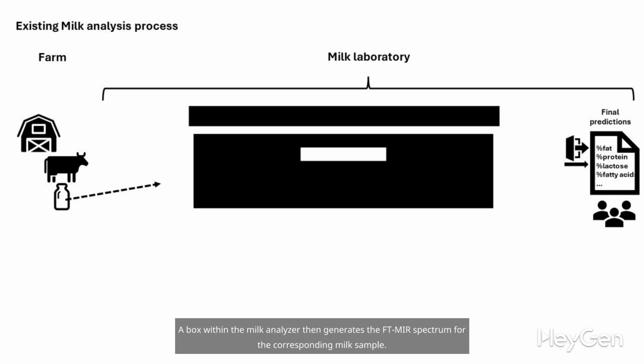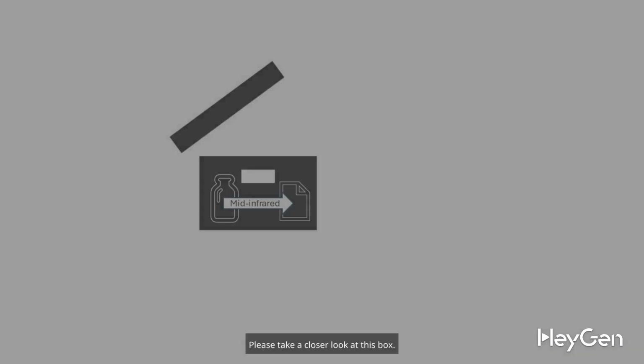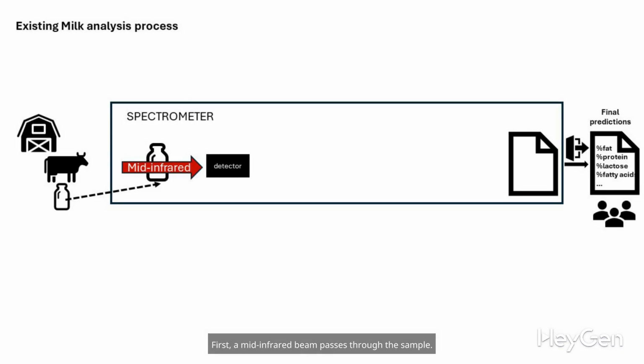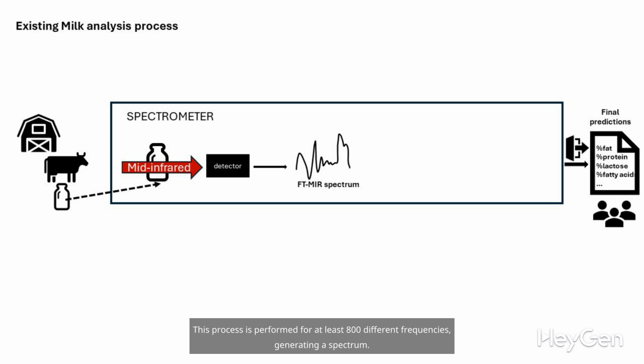A box within the milk analyzer then generates the FTMIR spectrum for the corresponding milk sample. Please take a closer look at this box. First, a mid-infrared beam passes through the sample. The portion of light absorbed by the sample is then measured using a detector. This process is performed for at least 800 different frequencies, generating a spectrum.